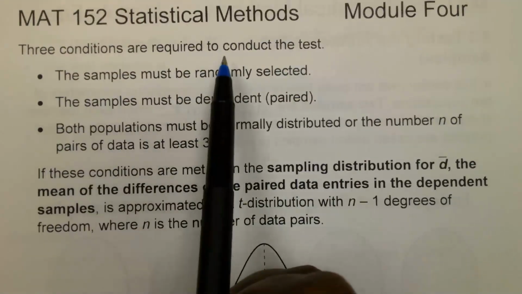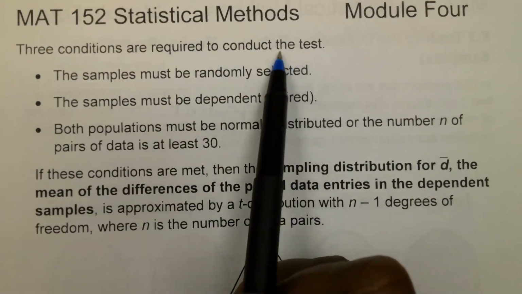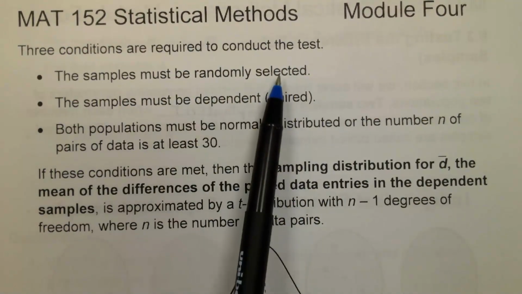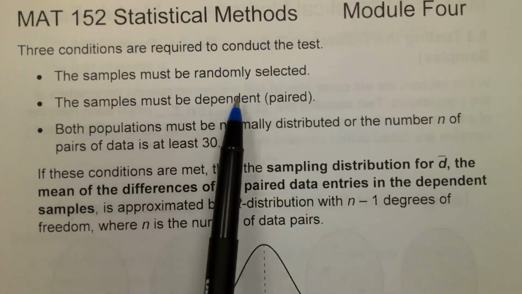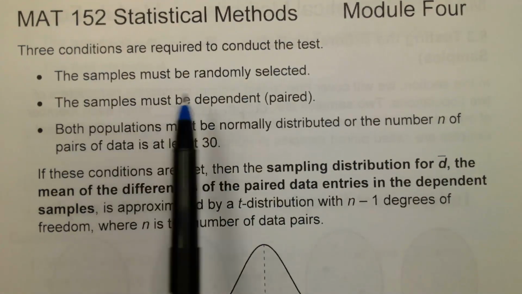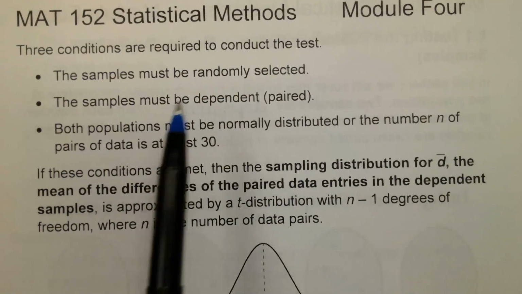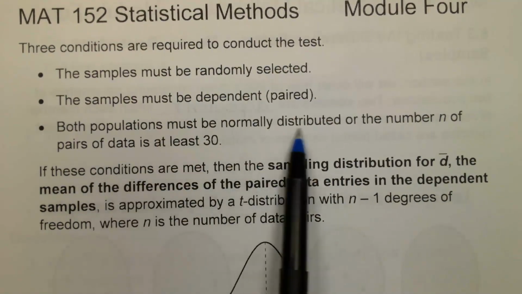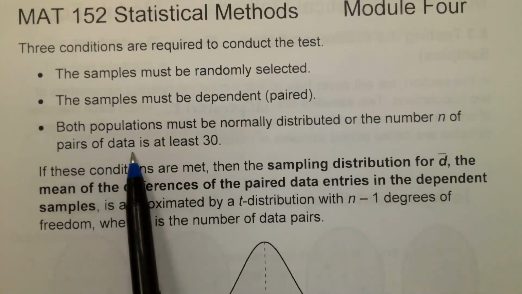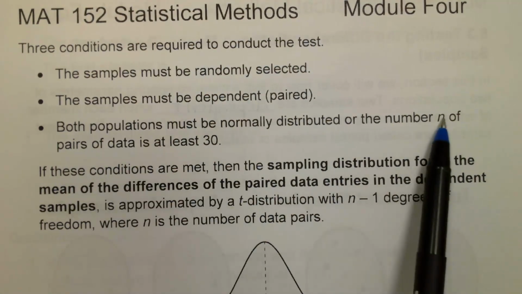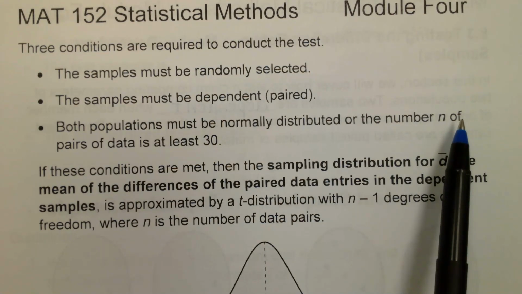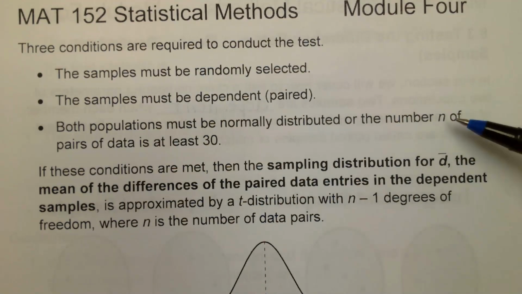These conditions are required to conduct the test, so we always check for these. The sample must be randomly selected. The samples must be dependent or paired, meaning it's the same sample we started with that we're going to end with. And both populations must be normally distributed, or the number n of pairs of data is at least 30. So n, remember, is not how many individual data entries we have. It's the actual pairs.